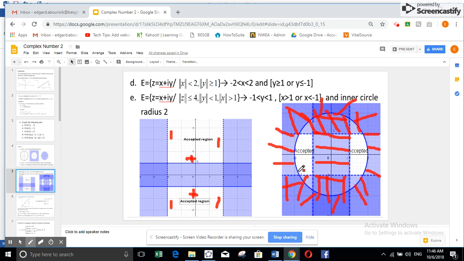Here the boundary is included. I don't have a place to put a plus. Here minus, here minus, here minus. Same you do here: minus, minus, minus. Here, plus. And this white region will be the solution.